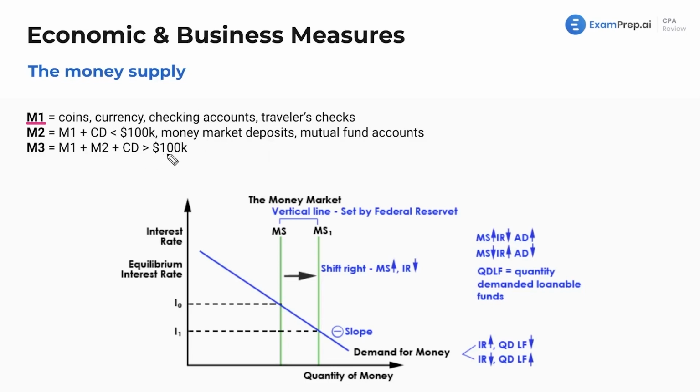Certificates of deposit greater than 100, yeah, it might take longer. That's the general consensus of what is going on here, right? So nothing too astronomically difficult. Just get an idea there.